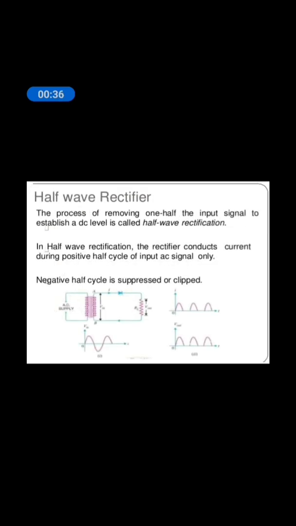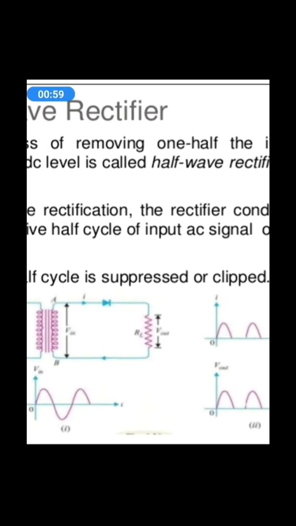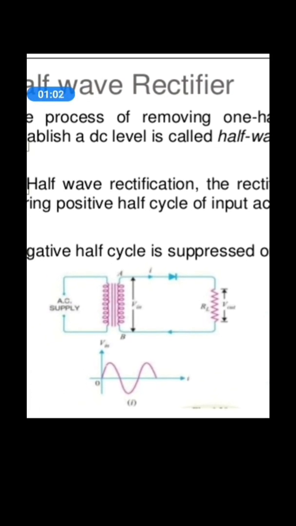Half wave rectifier. The process of removing one half of the input signal to establish a DC level is called half wave rectification. In half wave rectification, the rectifier conducts current during positive half cycle of input AC signal only. Negative half cycle is suppressed or clipped. In the diagram, we can see that a diode is connected with the secondary coil of the transformer and a load resistance RL.